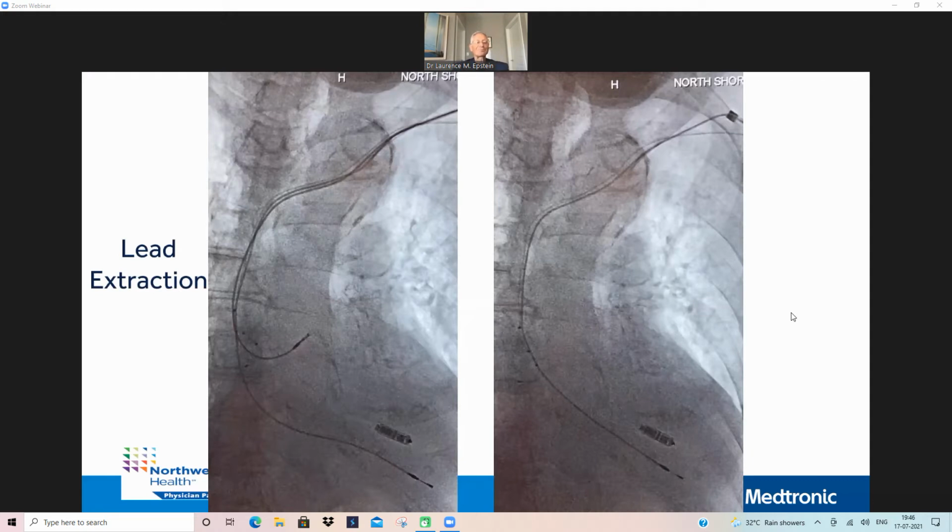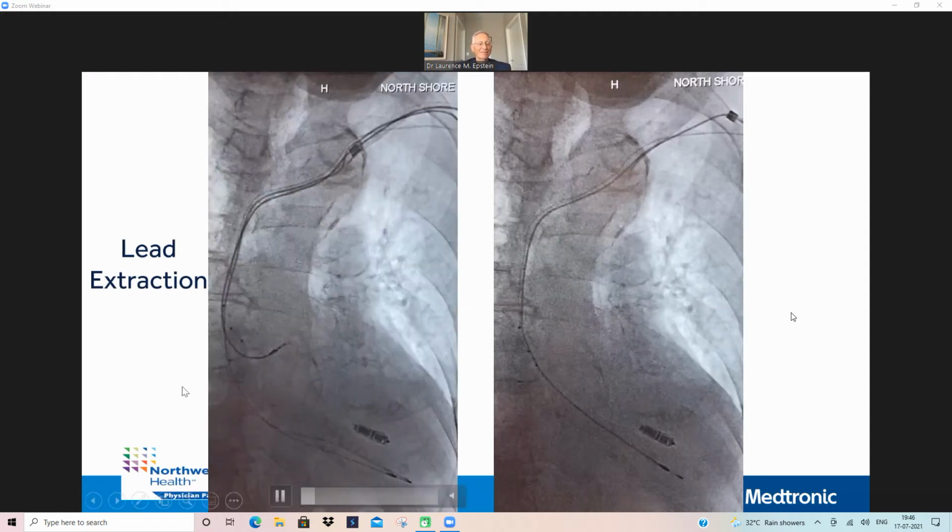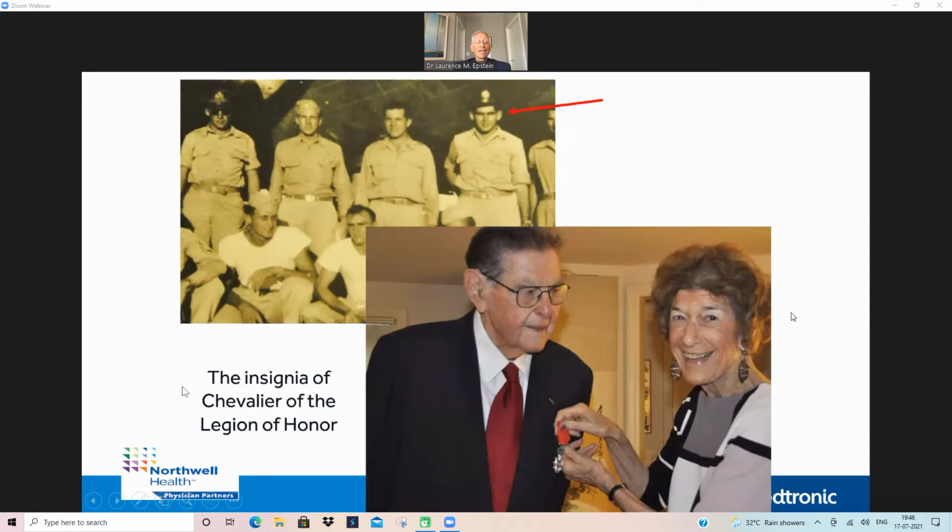Next slide. So here's a picture of him during World War II with the arrow. He flew 50 bombing missions over Europe during World War II. And this was him receiving in France the insignia of Chevalier, the Legion of Honor, their highest military award. And this is the patient and his wife, who is now doing quite well with his Micra AV.